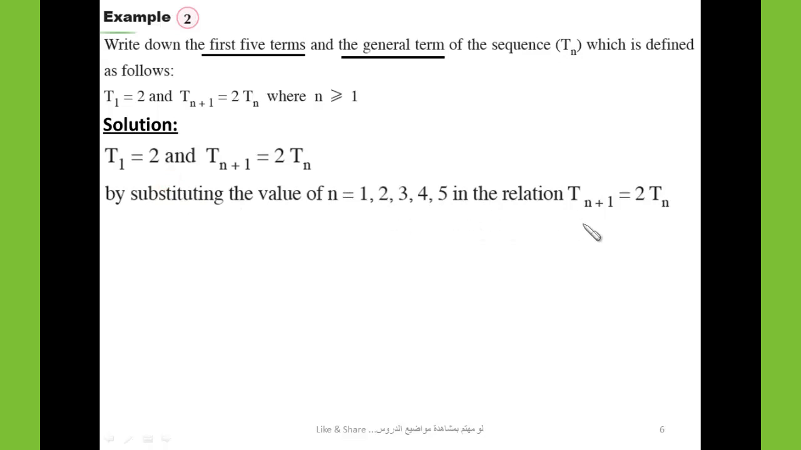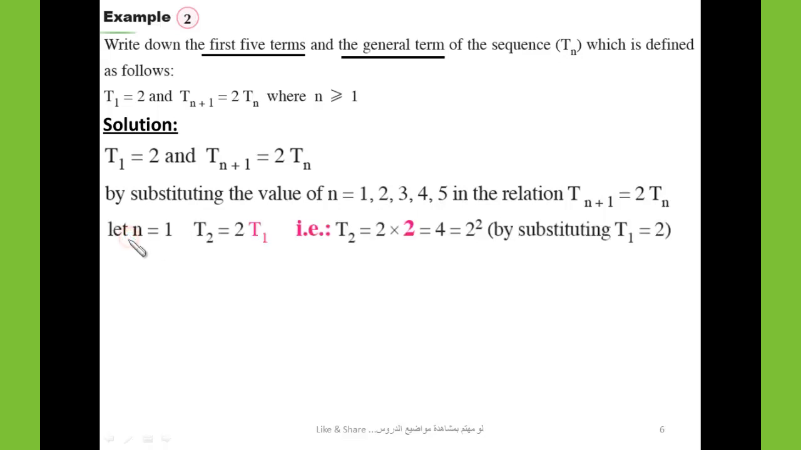When you substitute n equals 1, what do you get? Let n equals 1. 1 plus 1 equals 2, so we write T2. Substituting n equals 1, you will get 2 multiply T1. We write 2T1. Then T2 equals 2 multiply T1. From the given, T1 equals 2, so T2 equals 4, and we write it as 2 power 2.